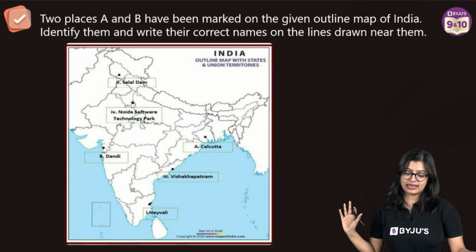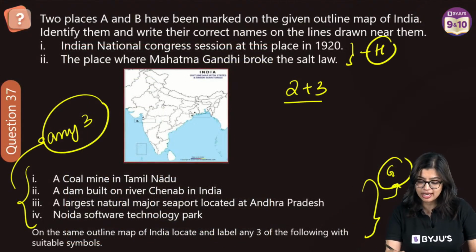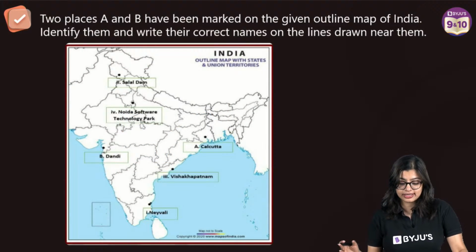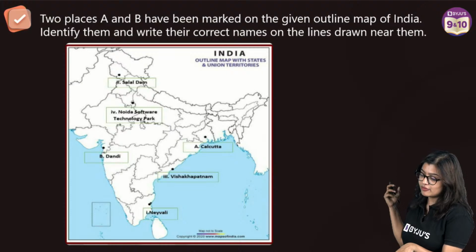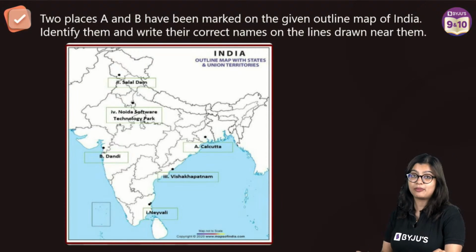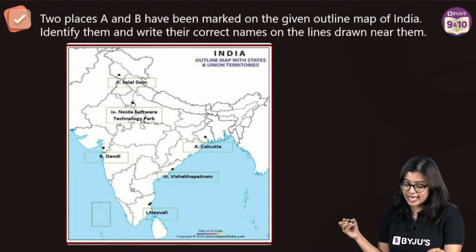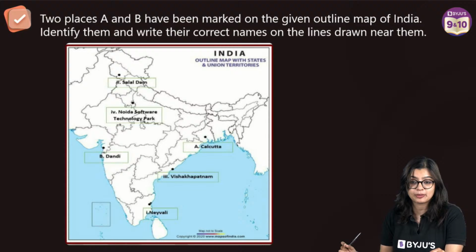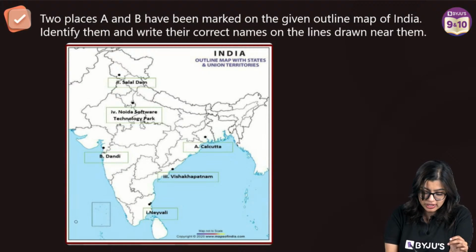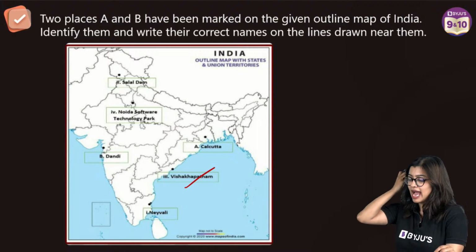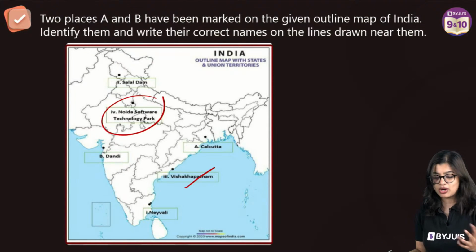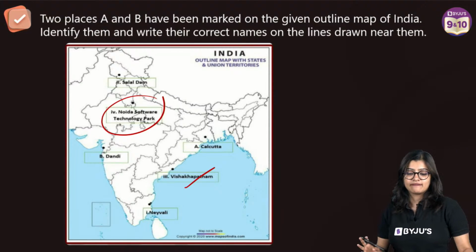Now, of course, I am directly going to the solution. They are talking about a coal mine built in Tamil Nadu. The coal mine here is Neyveli. Then, a dam built on the Chenab River, that is your Salal Dam. Then the largest major seaport located in Andhra Pradesh. In this particular case, we're talking about Visakhapatnam. And last but not the least, we have Noida Software Park, where you have to just mark Noida. Very easy.